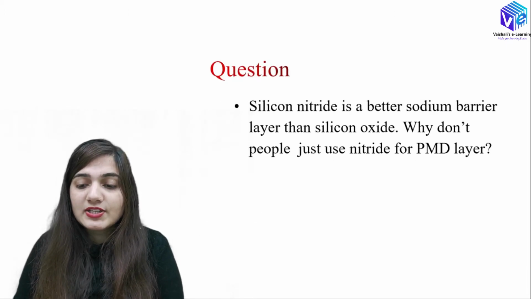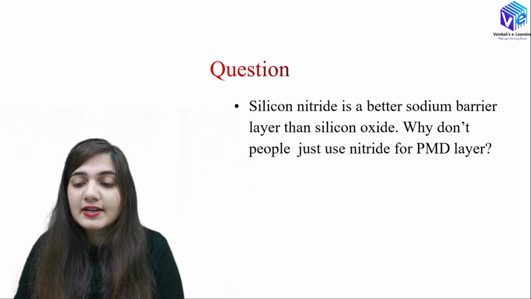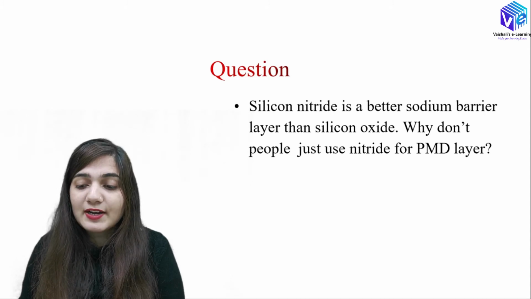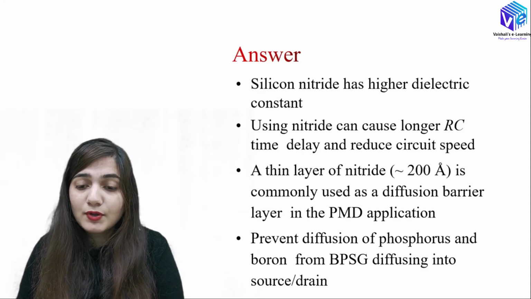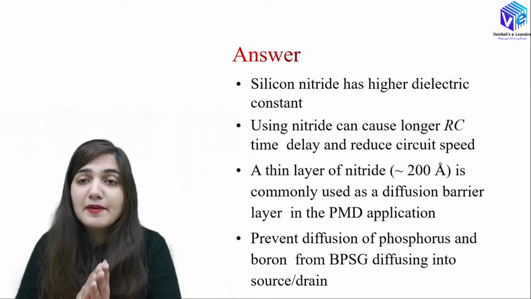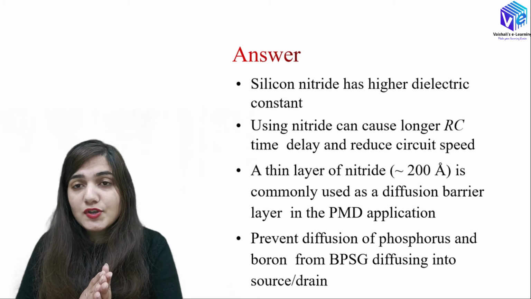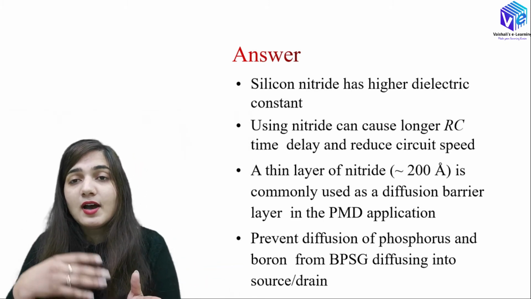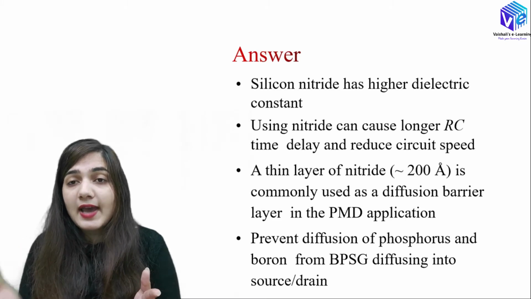So now a question arises: silicon nitride is a better sodium barrier layer than silicon oxide, then why don't people just use nitride for the PMD layer? Okay, so here if I am using nitride for the PMD layer, it will have a higher dielectric constant, and when the dielectric constant is higher, it will cause a higher RC time delay.